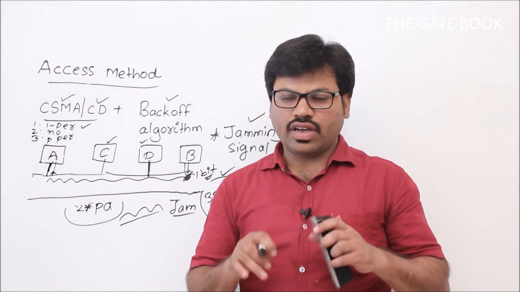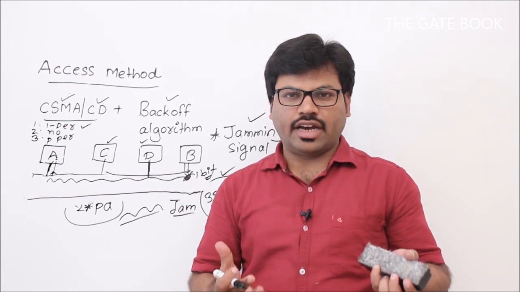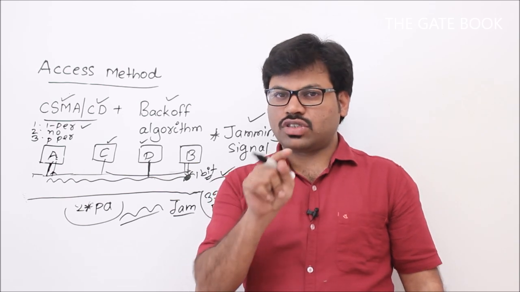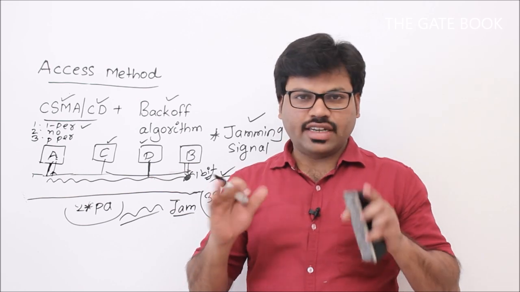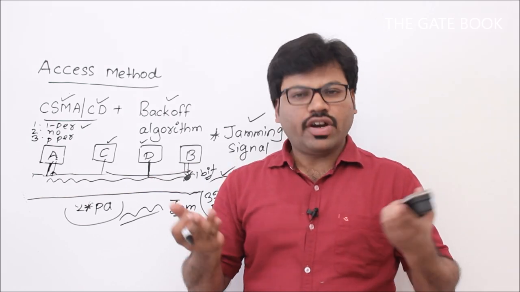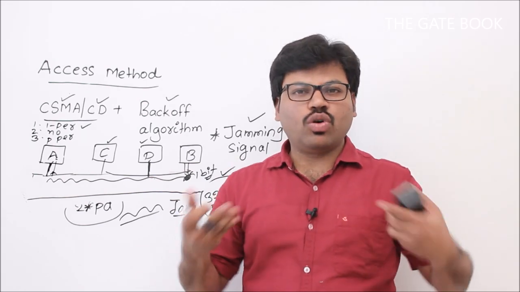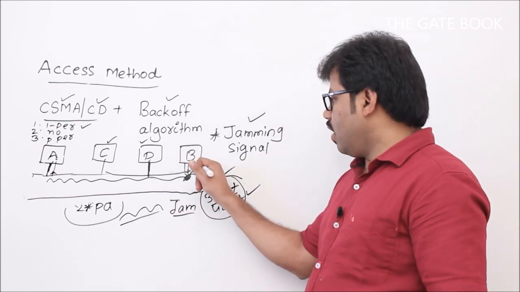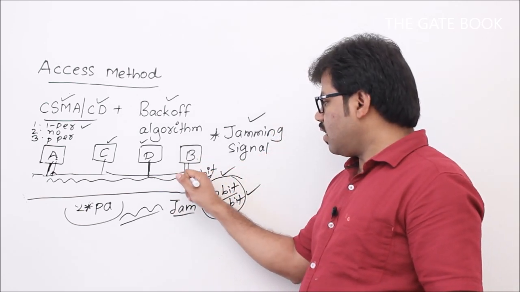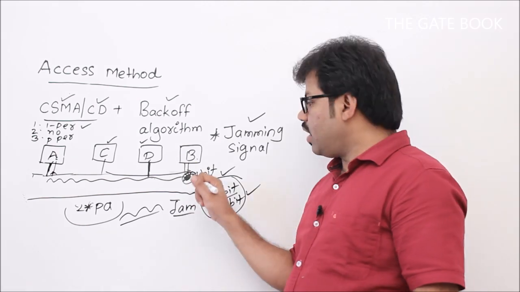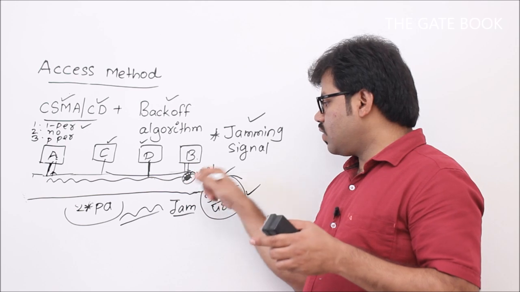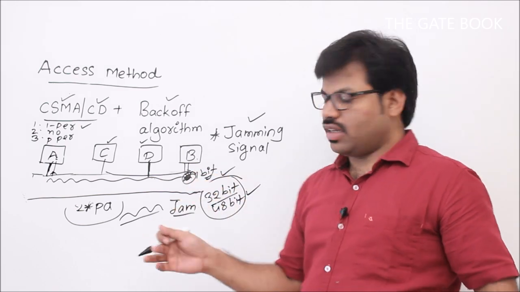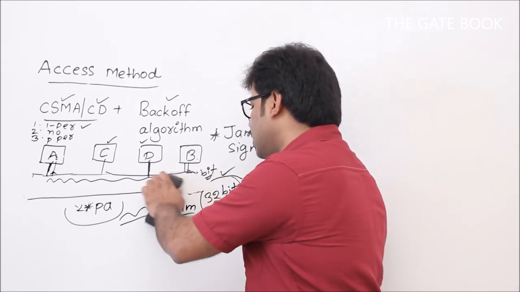Sir, whenever any station detects a collision, what do they have to do? Immediately they have to stop whatever they are sending. That means data sending should be stopped. Why send again and create more collisions, right? That's why whenever B understands that there is a collision, it will immediately stop. Maybe after one bit or two bits transferred, it will understand it, then immediately B will send the jam signal.